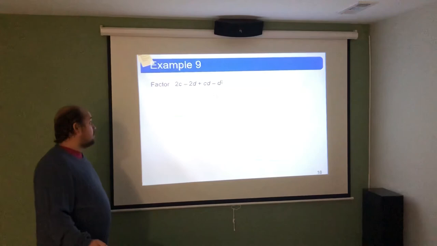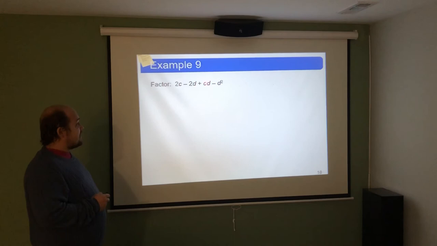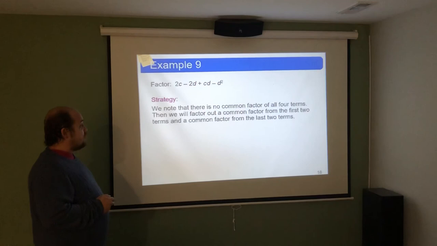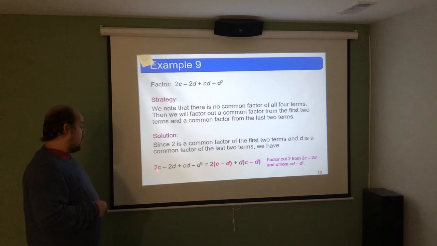So if I start out with 2c minus 2d plus cd minus d squared, I look at the first two terms and I see a common factor of 2 that I can factor out. I look at the second two terms and I see a common factor of d that I can factor out. If I do that factoring, the 2 comes out of 2c minus 2d. When I divide 2c by 2, I just get c. When I divide 2d by 2, I get negative d.